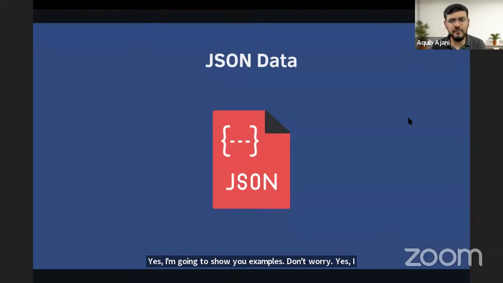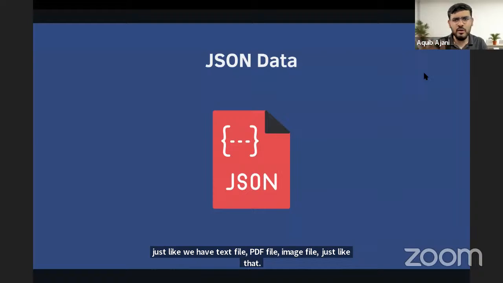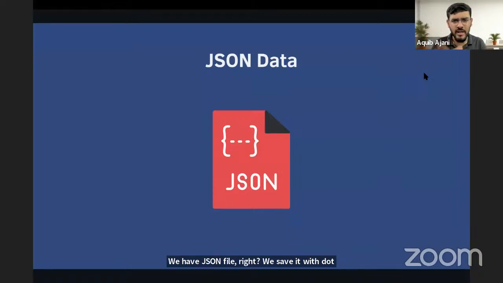So there are some platforms that give you free API access. But yes, so that's the setup, right? So JSON is not a framework. It's just a format of data. Just like we have text file, PDF file, image file, just like that, we have JSON file, right? We save it with .json, just like we store .txt, .doc, .pdf. It's just a special data format.